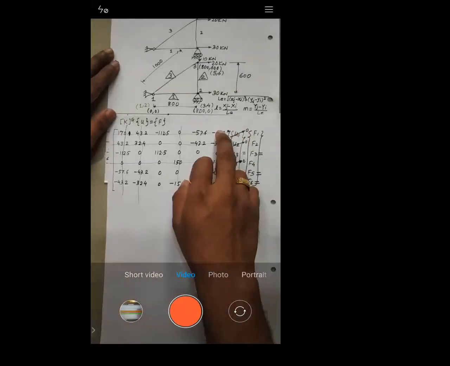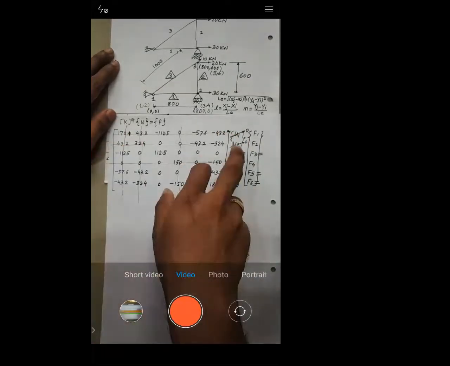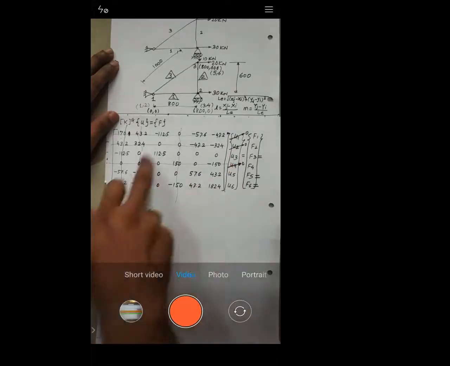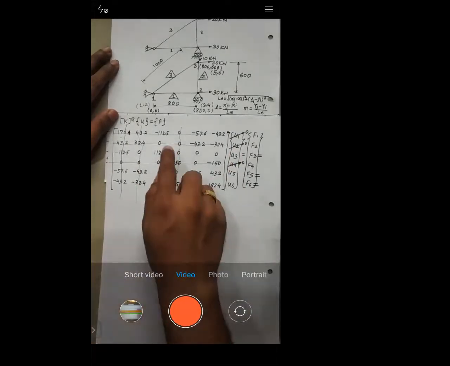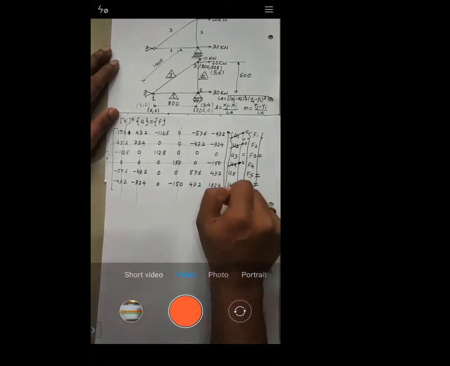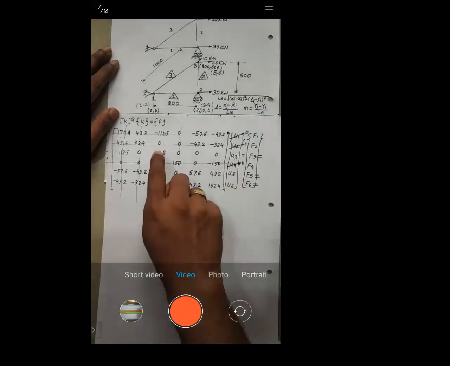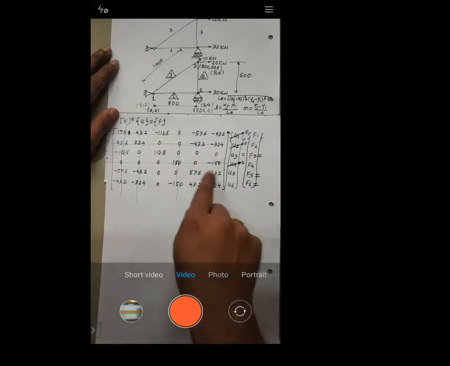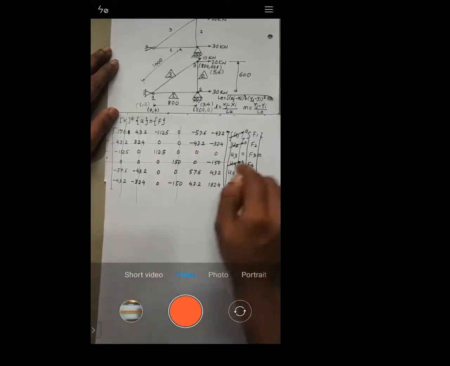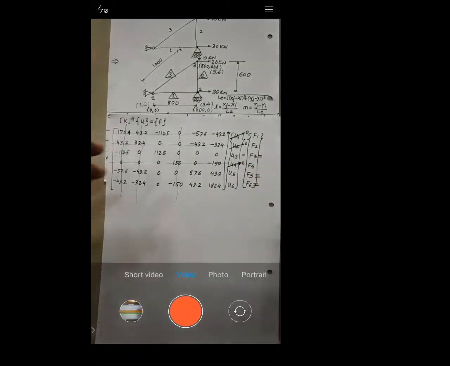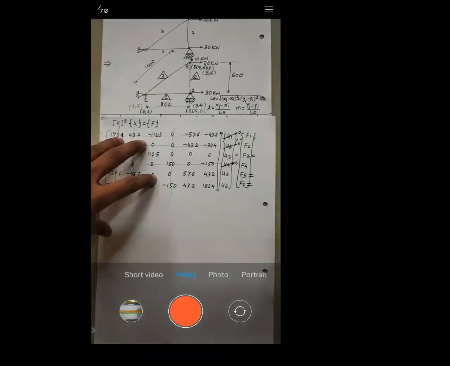Since U1 is 0, the first row and first column get cancelled. U2 is 0, so the second row and second column get cancelled. And U4 is 0, so the fourth row and fourth column get cancelled. So what do you have? You have the equation with 3 unknowns, that is U3, U5, and U6. You're supposed to solve these 3 simultaneous equations for the unknowns U3, U5, and U6, provided you know F3, F5, and F6.